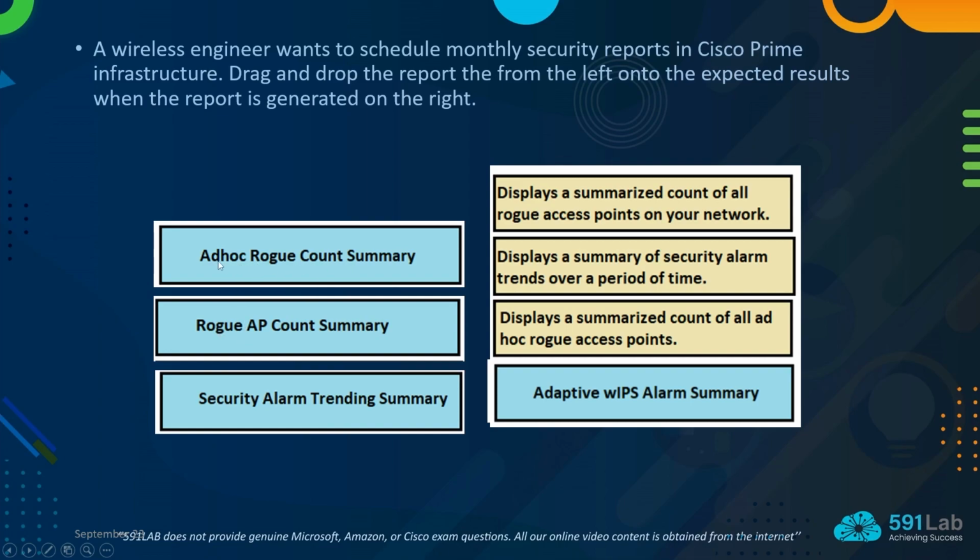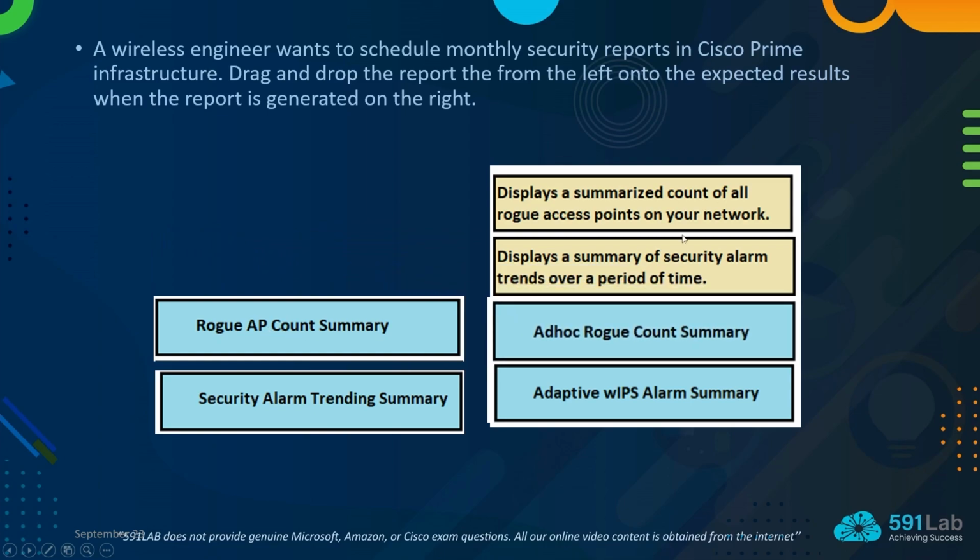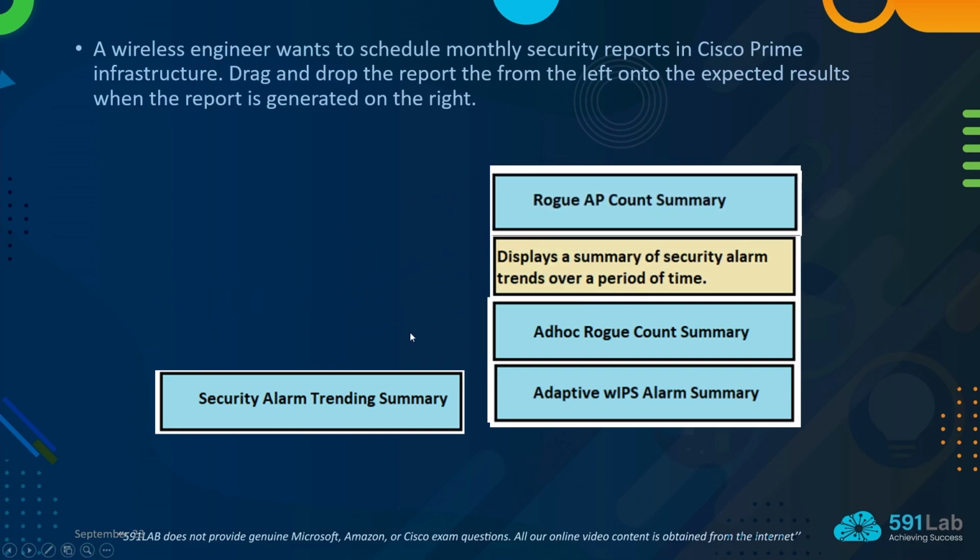So we have to be specific with this. It's going to only show us the ad hoc count of all the ad hoc rogue access points. So this will go here. And the rogue AP count, it will show us the count of all rogue access points on the network. So this one will go here.